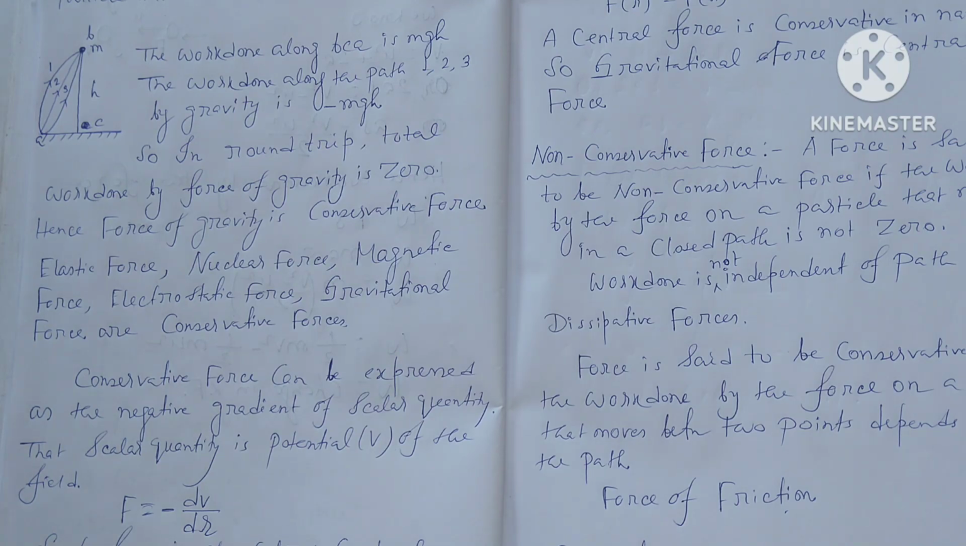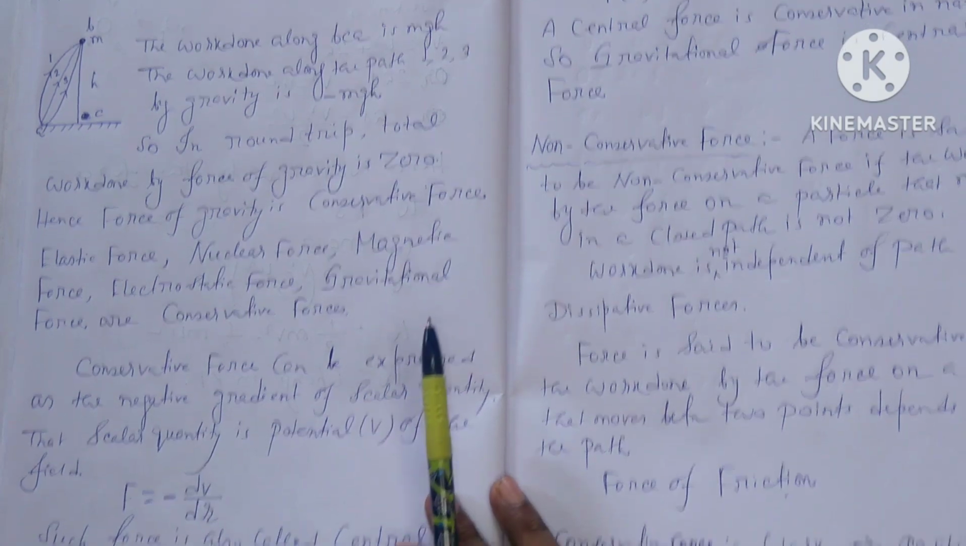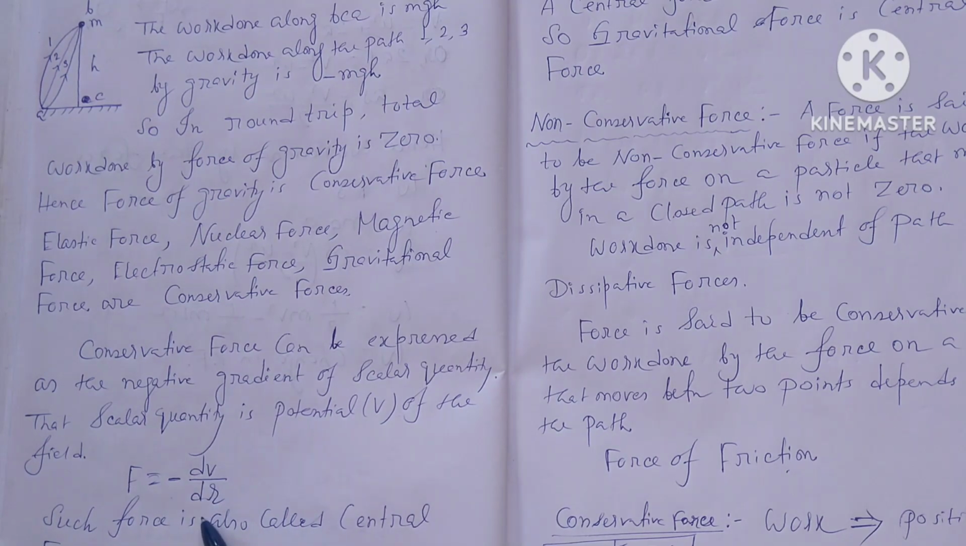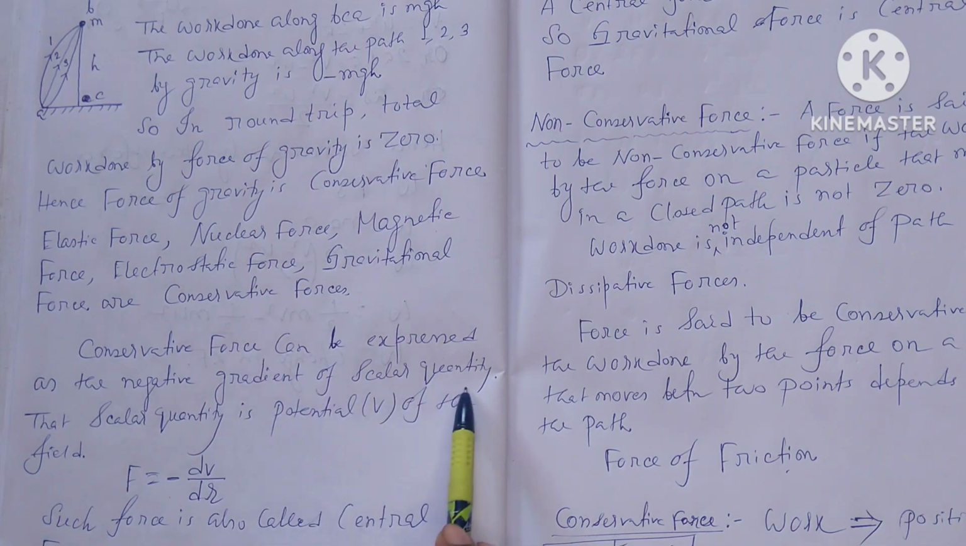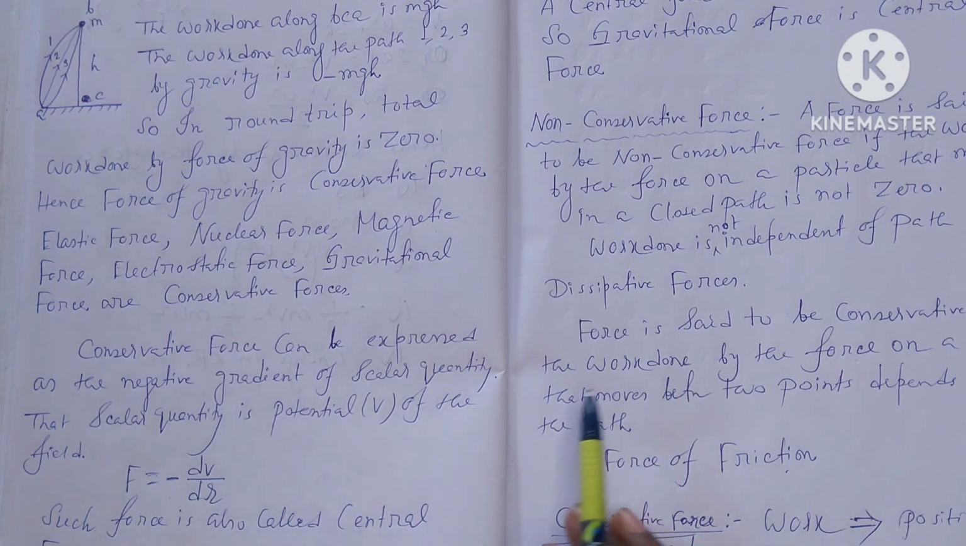We also know that for a conservative force, F equals minus dV/dr. So actually a conservative force can be expressed as the negative gradient of a scalar quantity. V is known as the potential of the field. So a conservative force is expressed as the negative gradient of a scalar quantity, and this scalar quantity is the potential of the field. Such a conservative force is also a central force.